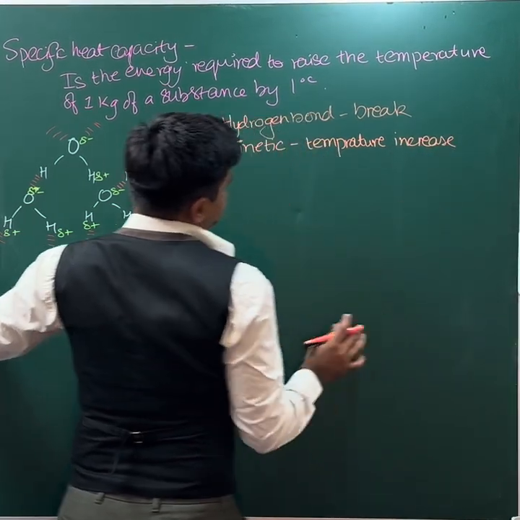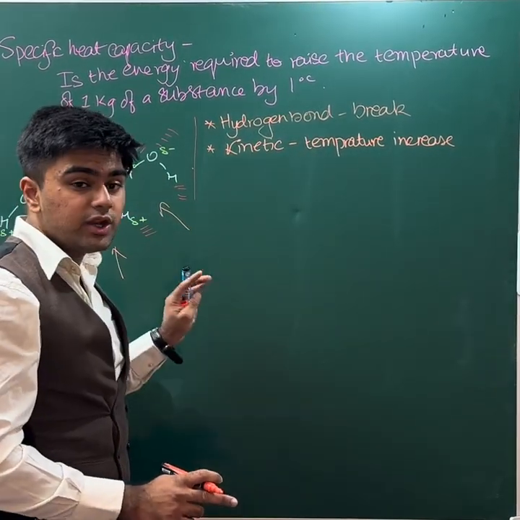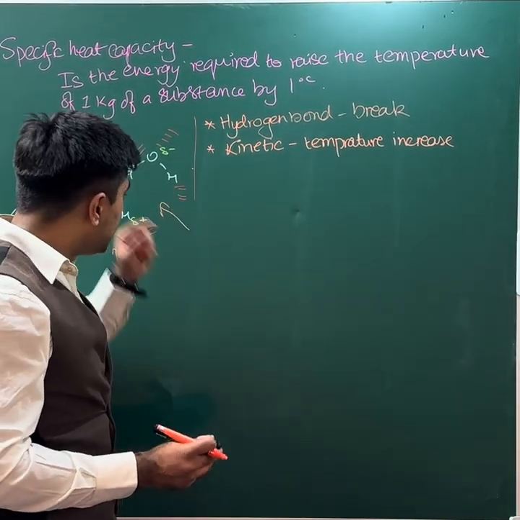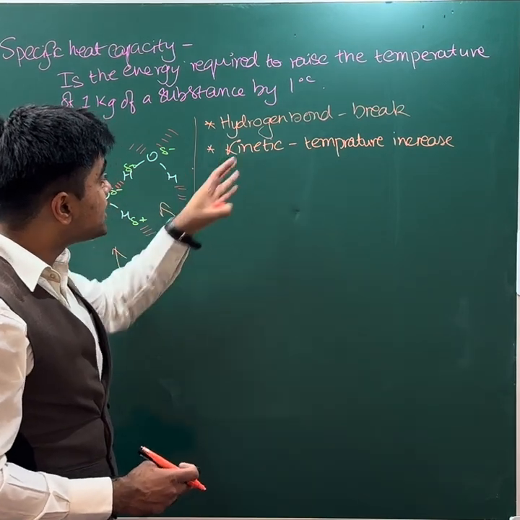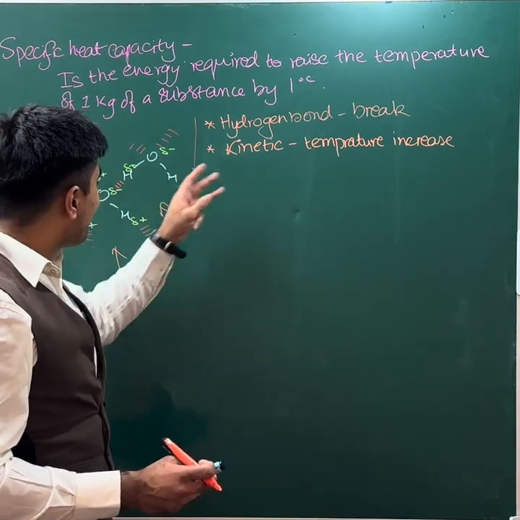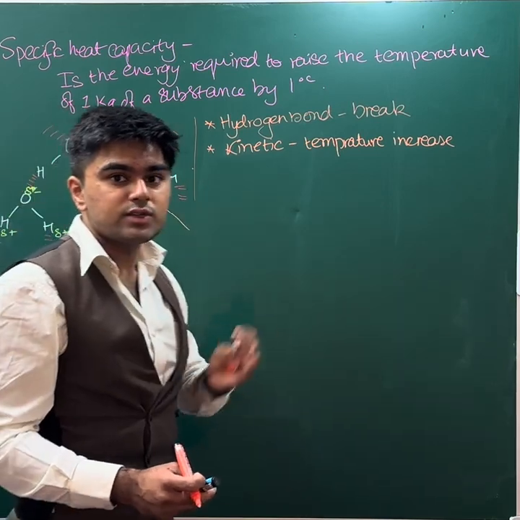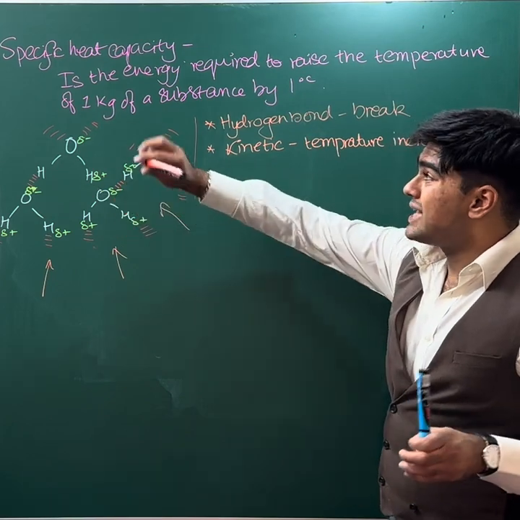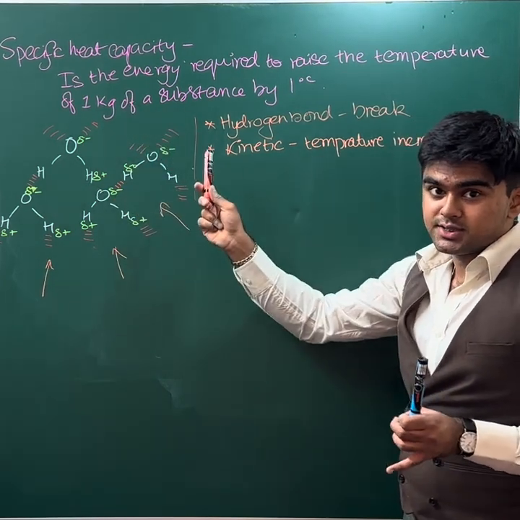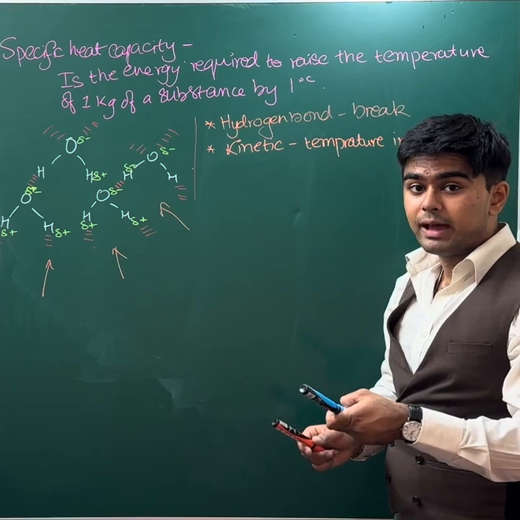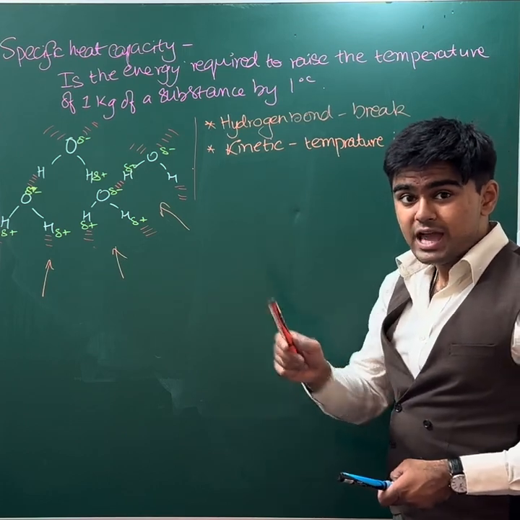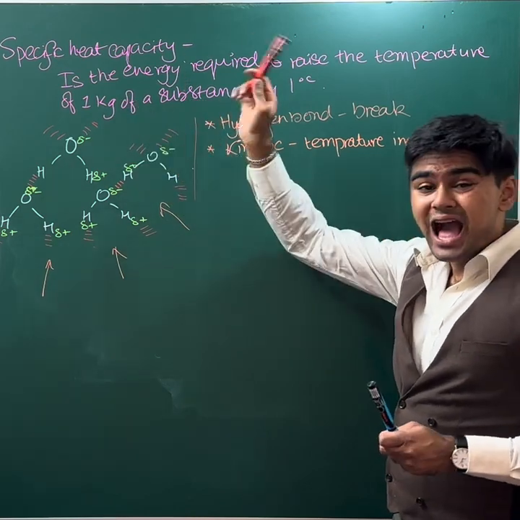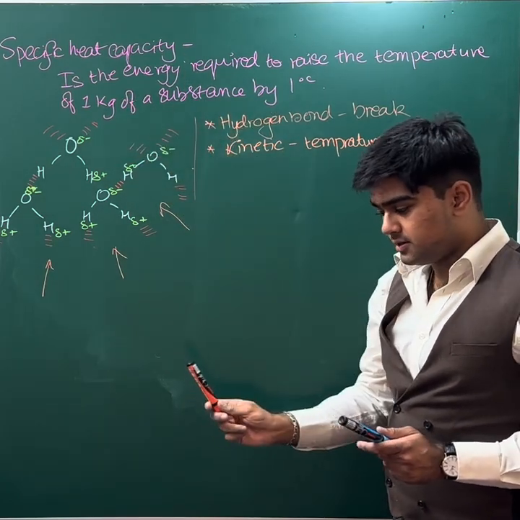Now, here's the issue. If the thermal energy was only going to kinetic energy, then the temperature would increase very quickly. But because the energy is going to two different places, the temperature cannot increase that quickly. In other words, a lot of energy has to be provided to increase the temperature of 1 kilogram of water by 1 degree Celsius. In other words, water requires a lot of energy and hence has a high specific heat capacity.